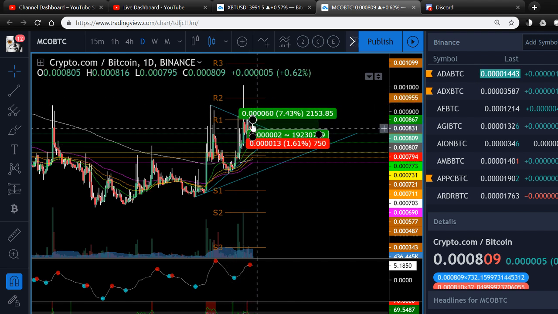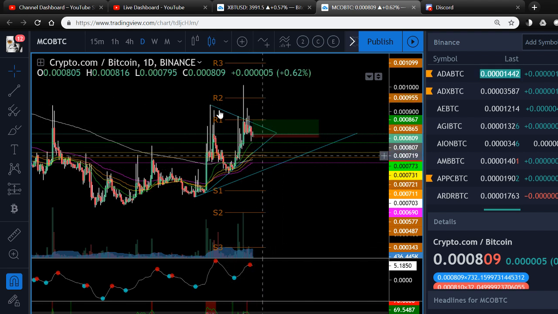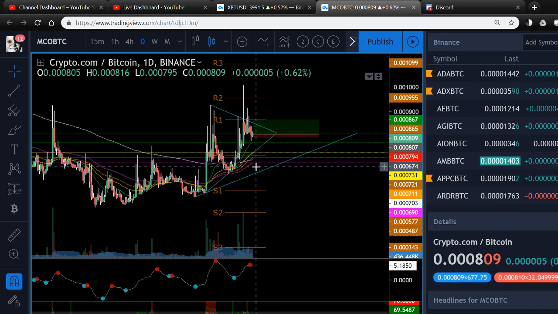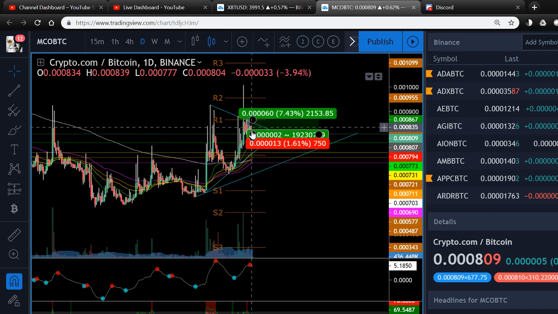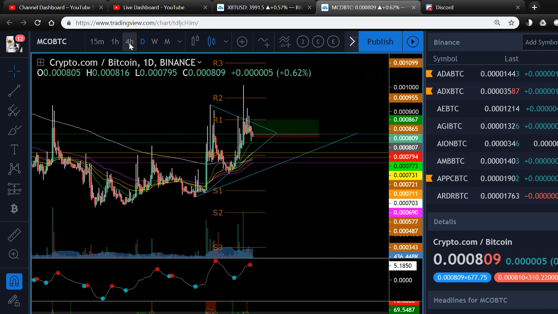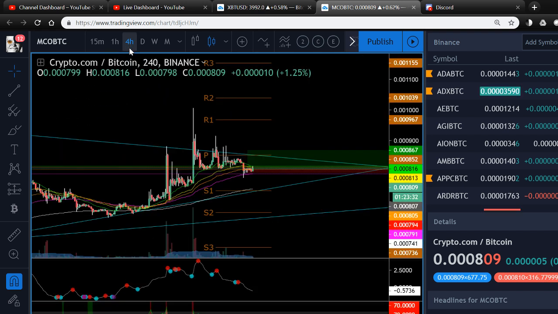It tried to break and then it came back down. The EMAs are crossing. You figure the 100 would be down here, so we're about to get a 100 crossing over the 200. If we continue to go sideways a little bit or cross any day, that's going to cause it to pump, possibly.